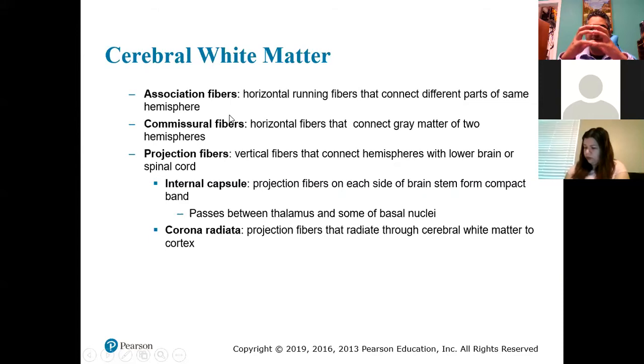So you have the brain, right? Longitudinal fissure, and then within that hemisphere, they're connecting up part A and part B. That's your association. Commissural fibers are horizontal fibers that connect gray matter of two hemispheres, not within the same, but connection of gray matter between two hemispheres. Okay.